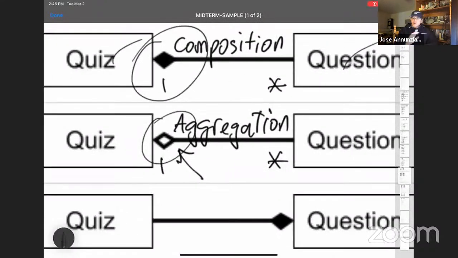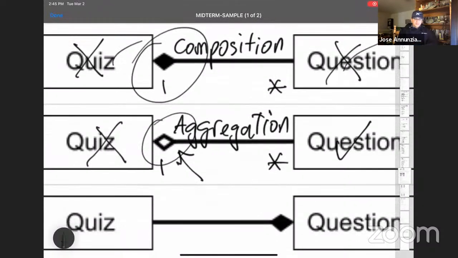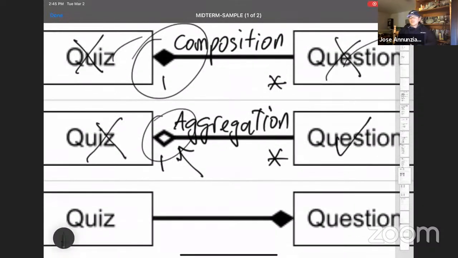Aggregation means that there's no life dependency, meaning that if you remove a quiz, you can still keep the question. Whereas composition says that if you remove the quiz, the corresponding questions also have to go. For the aggregation case, we might have said questions can exist even if you remove the quiz; the questions can linger on. Maybe you add the questions to another quiz. That would be totally fine, but that would be represented by an aggregation and not a composition.